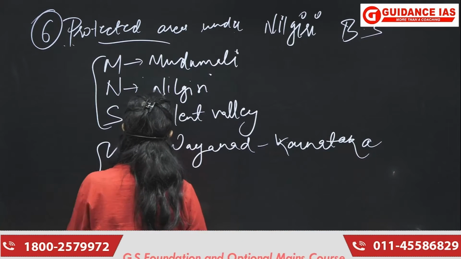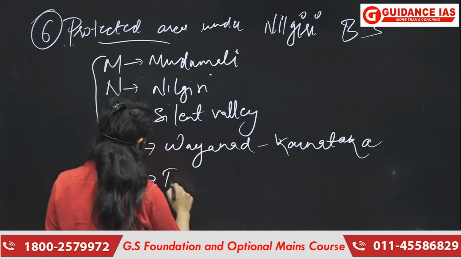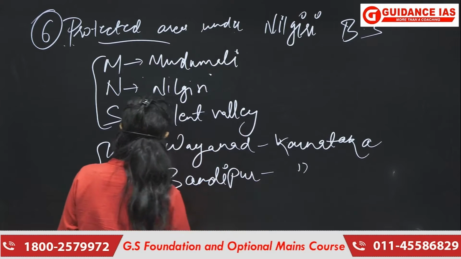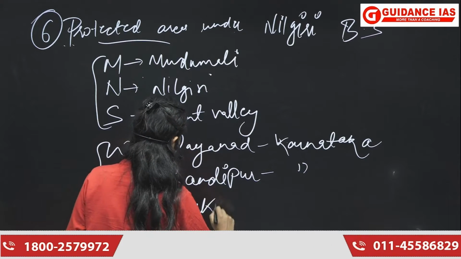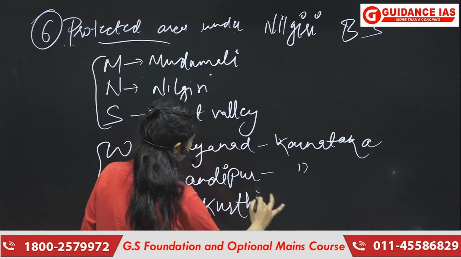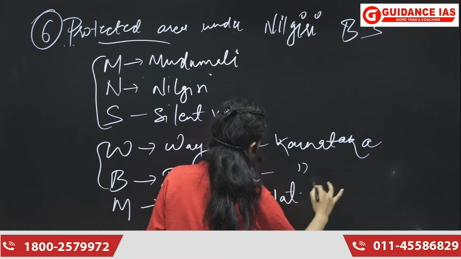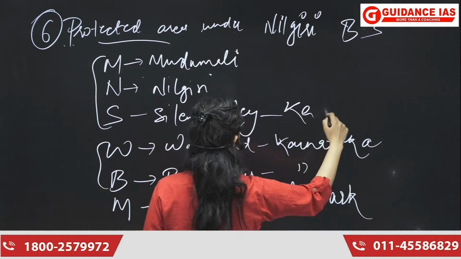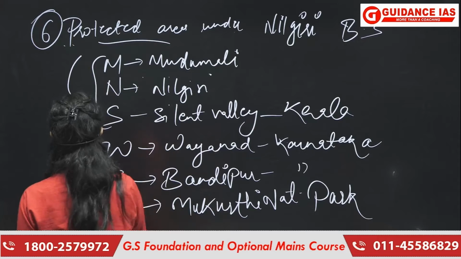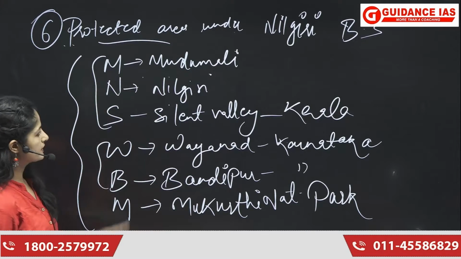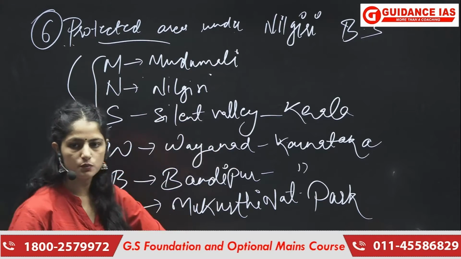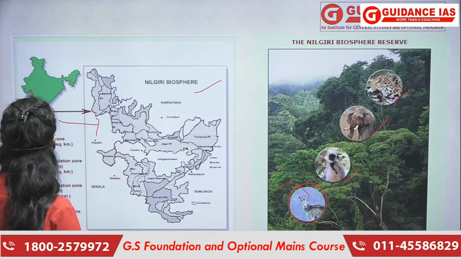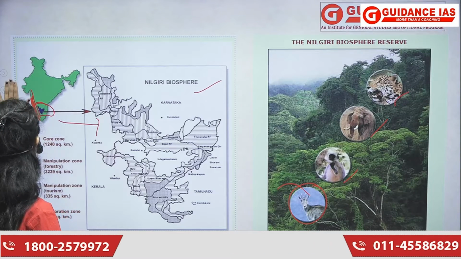Okay, then we have Bandipur, B for Bandipur, again in Karnataka. Then we have Mukurti National Park, right? Silent Valley is in Kerala. So these are the 6 protected areas which you have to remember, which fall under Nilgiri Biosphere Reserve. All right, so that was about Nilgiri Biosphere Reserve.